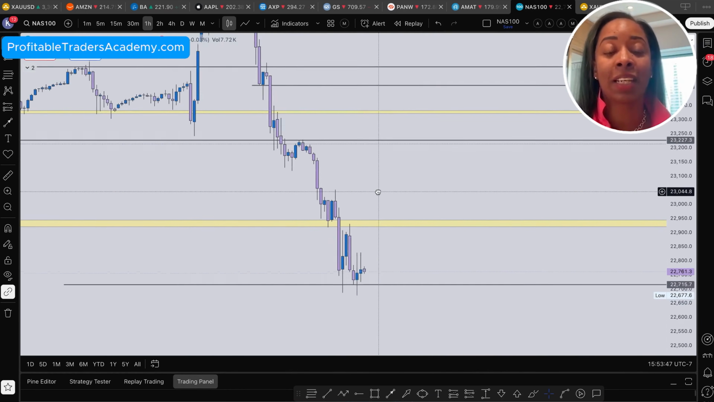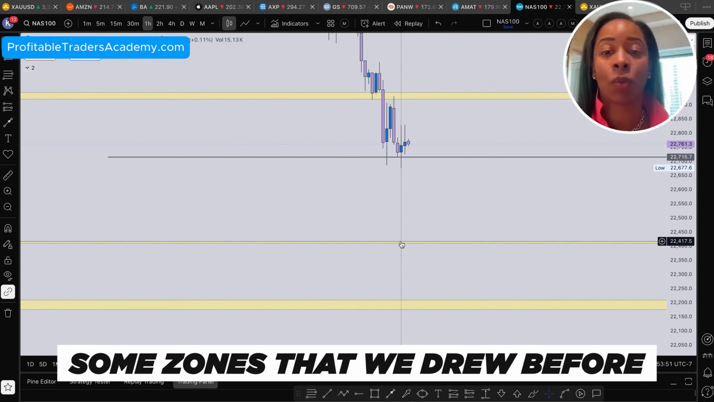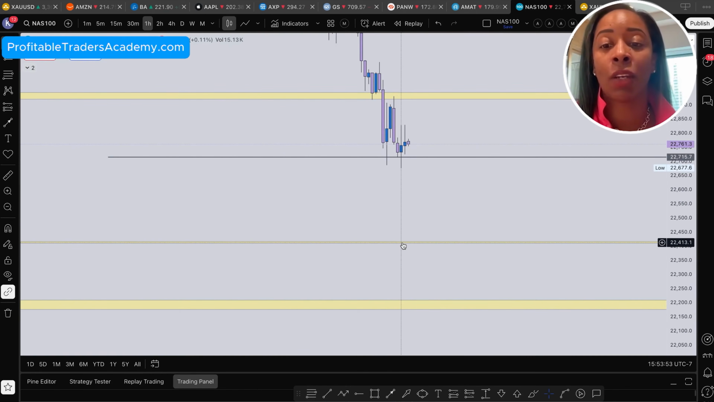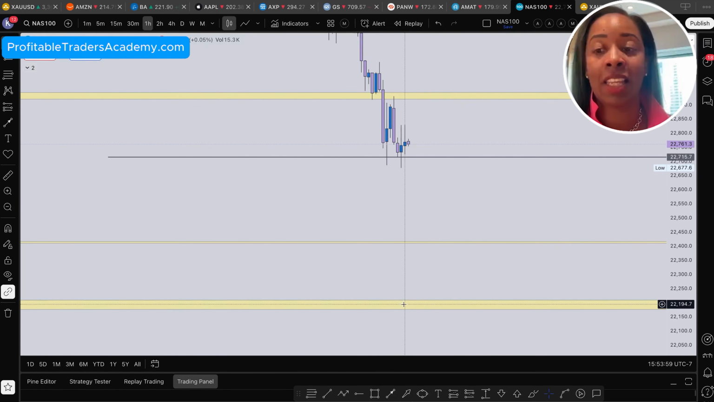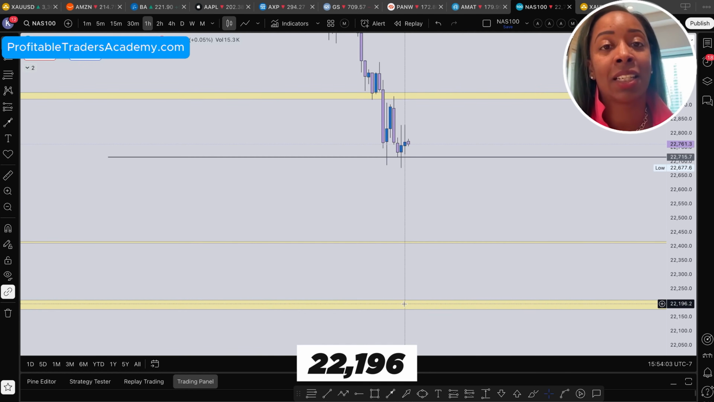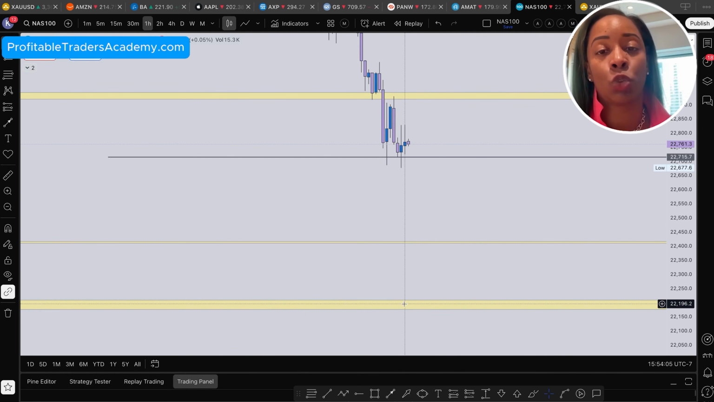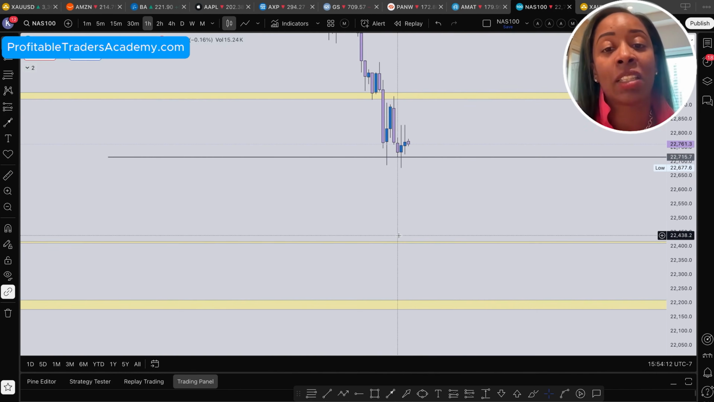Okay, amazing. So let's go ahead and go down a bit to some zones that we drew before. And if I forgot to call them out, it is at 22,413. And then this level right here at 22,196. This is one of the older zones that we drew, but it's now looking like price could potentially get into this area. So we want to make sure that we have these levels available.